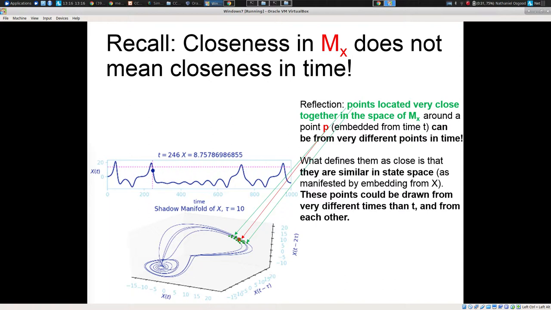And then we're going to ask, if we consider a point shown in red, and we consider the nearby points in this reconstructed state space, in this shadow manifold, the points that are nearest to that, and we consider the correlation between the values of y associated with each of those points, because each of them is a point in time that has a specific value in the y time series. If we consider each of these green points as being labeled with their corresponding y from that point in time.